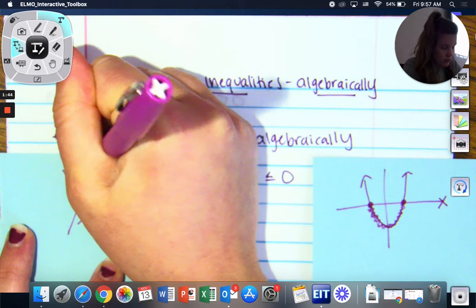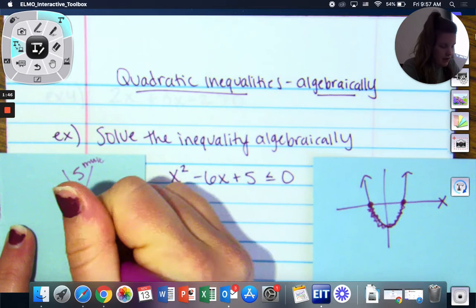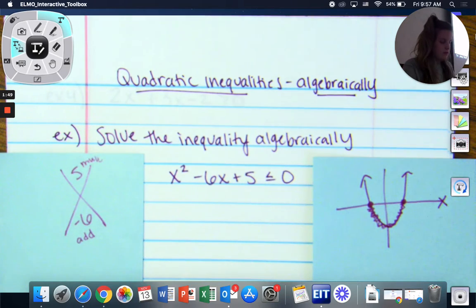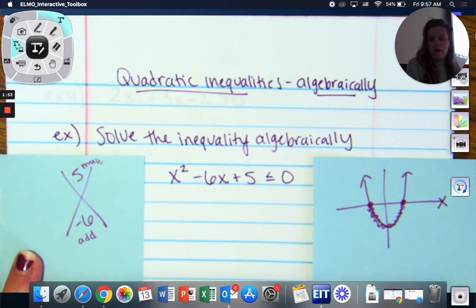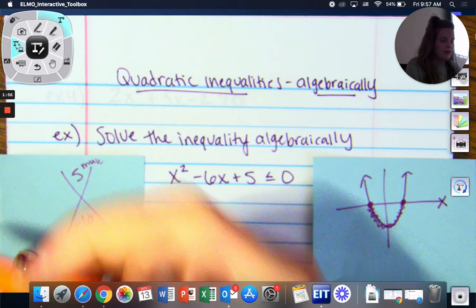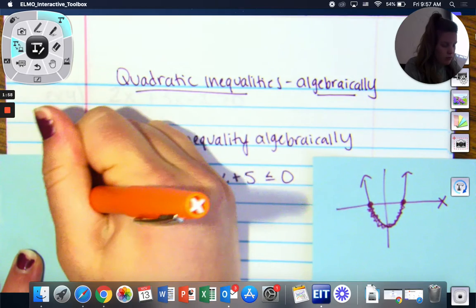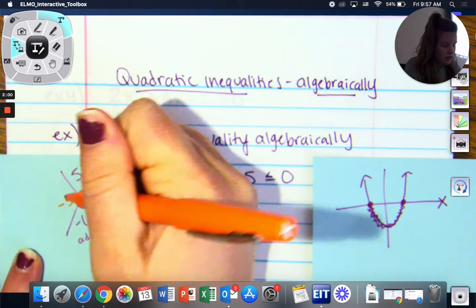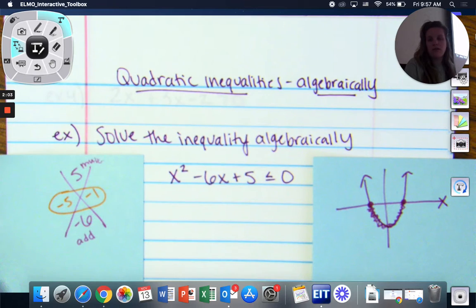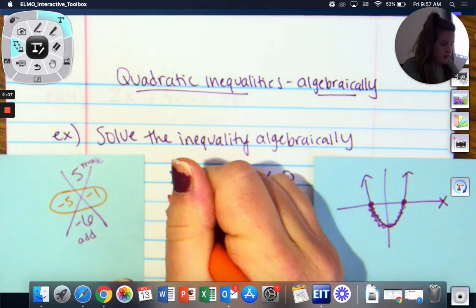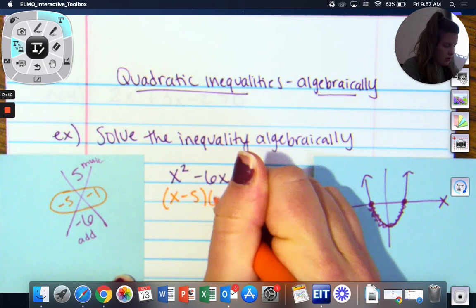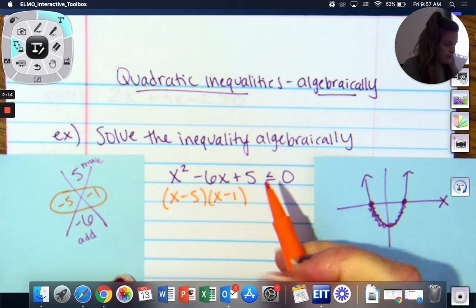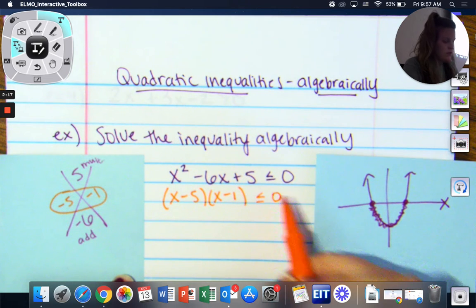We need two numbers that multiply to positive 5 and add to negative 6. If it has to multiply to 5, our only factors of 5 are 5 and 1. And if it has to add to a negative, then they're both going to be negative. So negative 5 and negative 1 multiply to 5 and add to negative 6. So we can put our factors underneath our quadratic in standard form: x minus 5, x minus 1, less than or equal to 0.